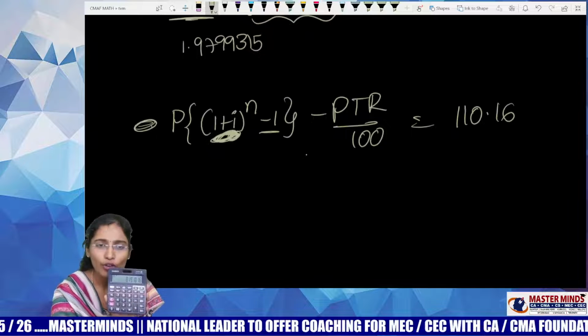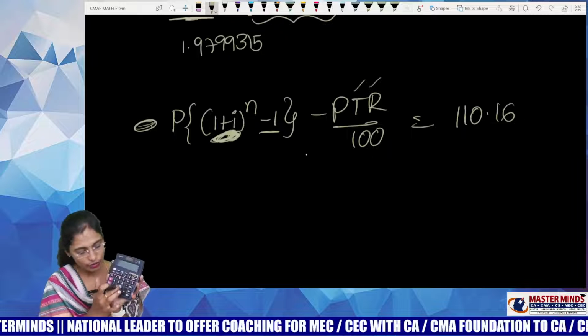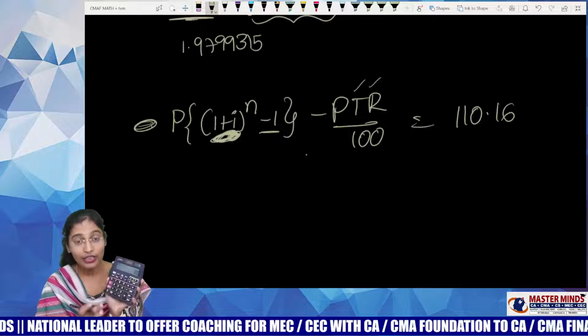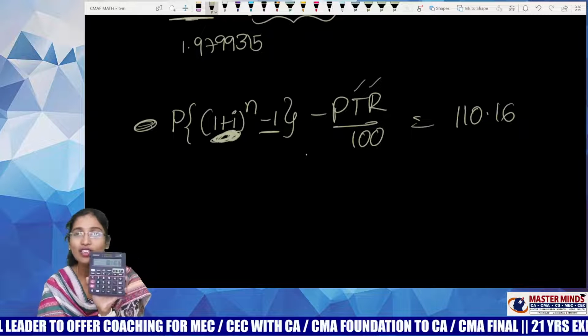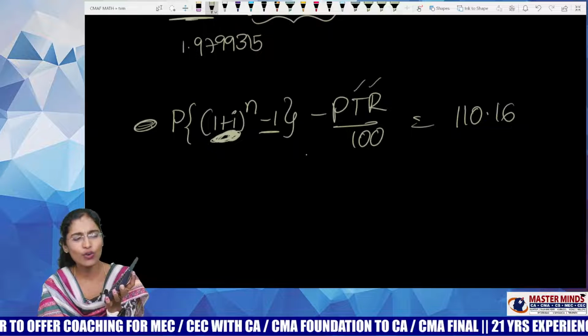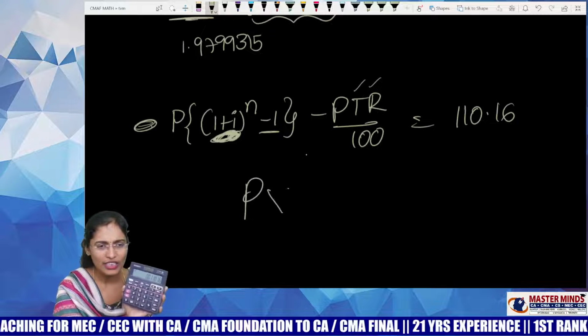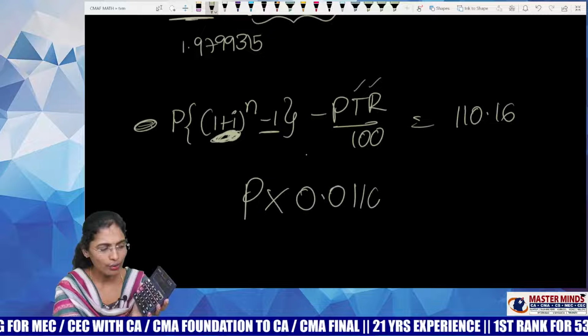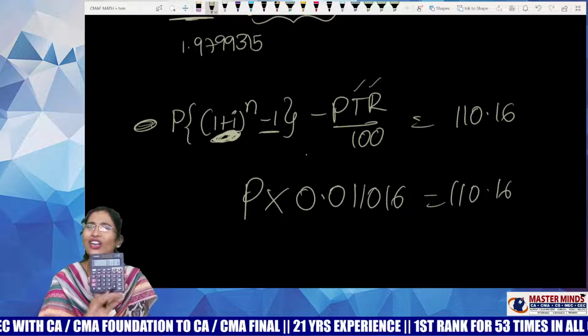Now, I don't know P. Forget about P. Time duration is 3 years, rate of interest is 6%, 3 into 6 by 100. The symbol before it is minus, so that's why I'm using M minus. MRC. This is what I got, 0.011016. So what I have is P into 0.011016, which is 110.16.